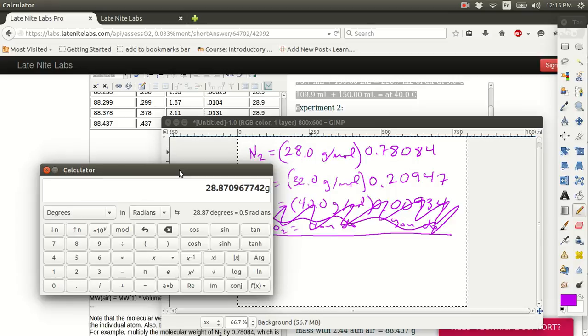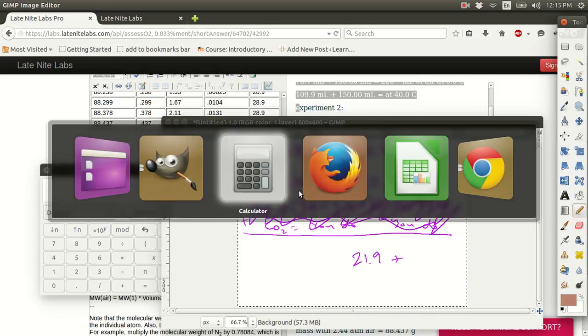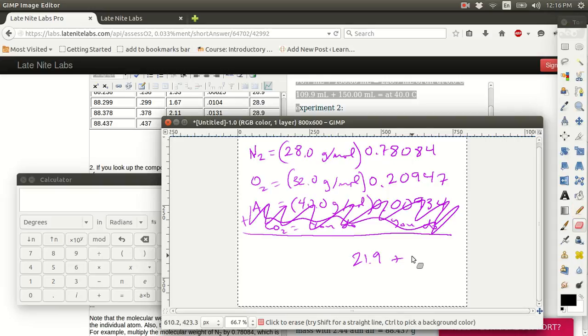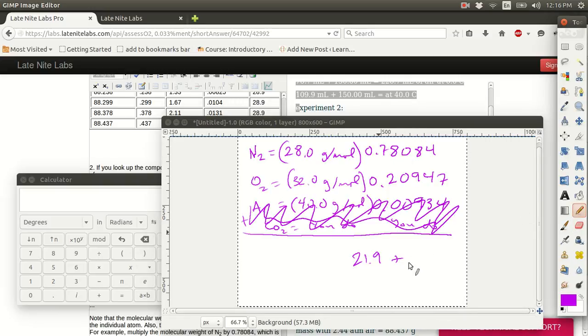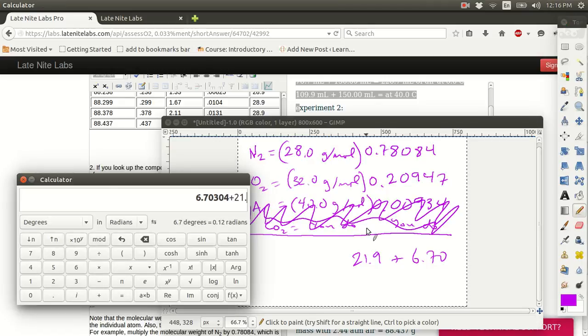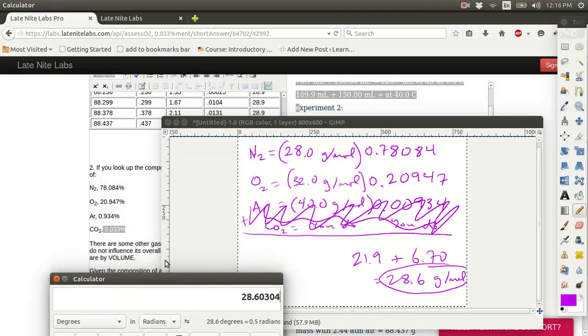So 28.0 times 0.78084 equals 21.9. So that's 21.9 plus, now for the oxygen, 32 times 0.20947, 6.70. So this total is, I'll just add them on the calculator, 28.6. So this total is 28.6, and this is all in grams per mole. So the molar mass of air for me is 28.6 grams per mole because I'm only using nitrogen and oxygen. Now you need to do that same multiplication followed by addition for all these guys. And you will get some other number, not 28.6, okay?